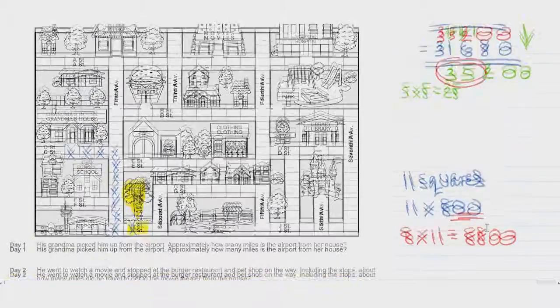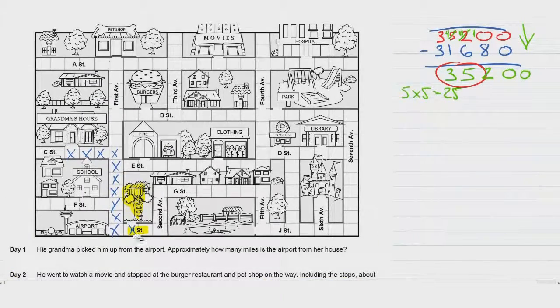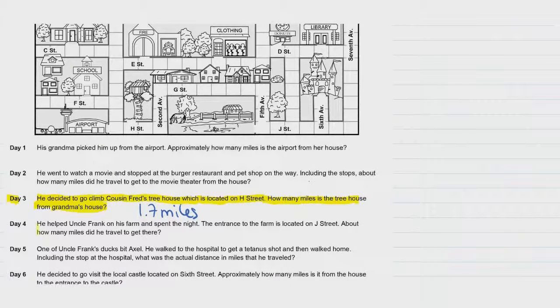We'll move on to number 4, but let me clean this up really quick. Day 4, he helped Uncle Frank on his farm and spent the night. The entrance to the farm is located on J Street. Well, here's J Street, and there's the entrance to the farm. About how many miles did he travel to get there?